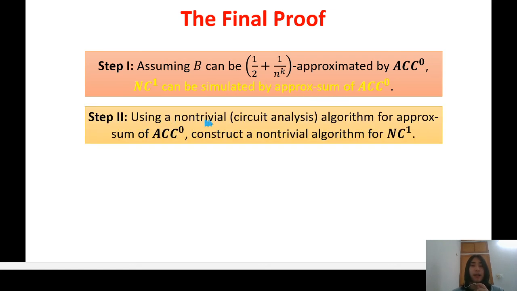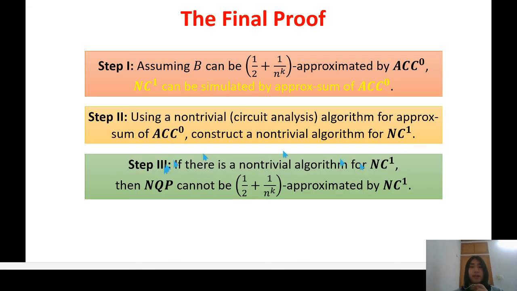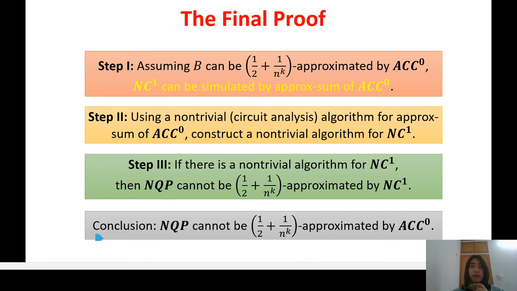And as we have a non-trivial algorithm for approximate sum of ACC0, we can also construct a non-trivial algorithm for NC1. Then we use the standard algorithmic method to prove that NQP cannot be half plus inverse polynomial approximated by NC1, which is a contradiction. So our conclusion is that NQP cannot be half plus inverse polynomial approximated by ACC0.